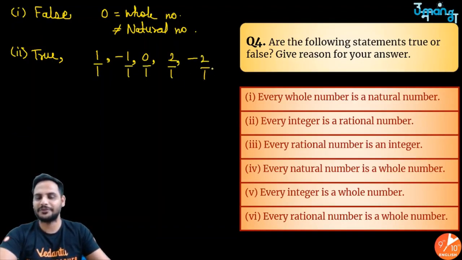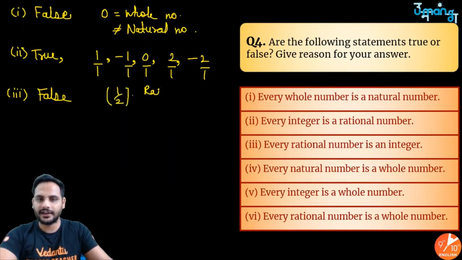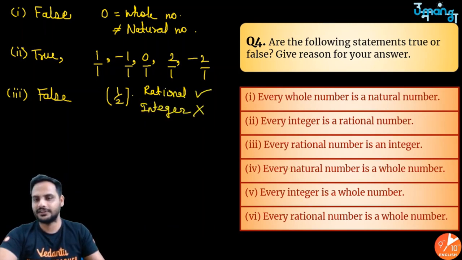and they are in the form of p by q, where p and q are integers, q is not equal to 0. So yes sir, they are rational numbers. Third, every rational number is an integer. Wrong. False. Why? Just take any one case, 1 by 2. Is 1 by 2 a rational number? I will say yes sir, p by q form. Is it an integer? No sir, it is not an integer. So every rational number is not an integer.